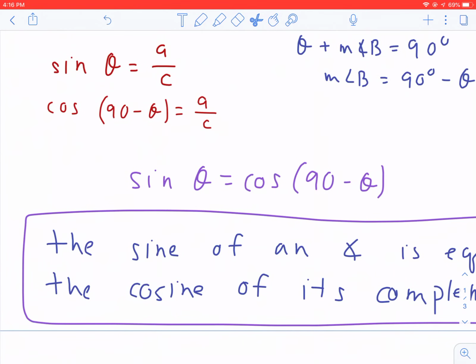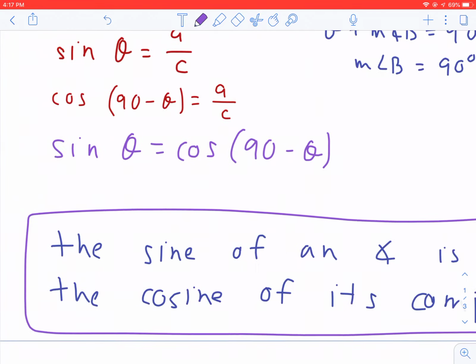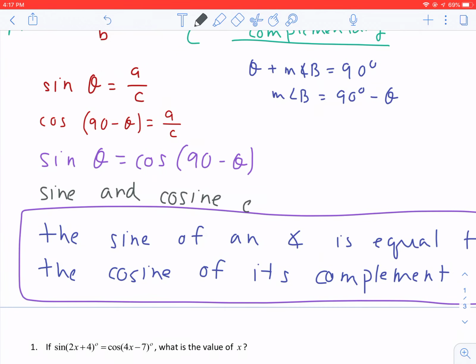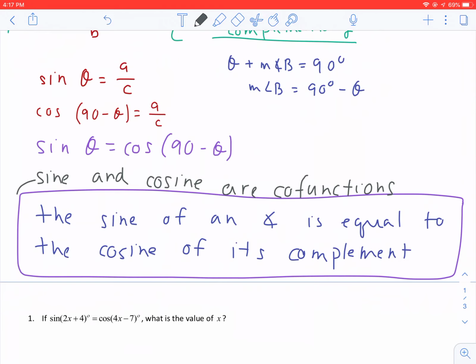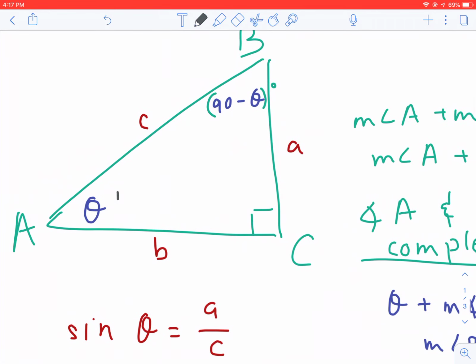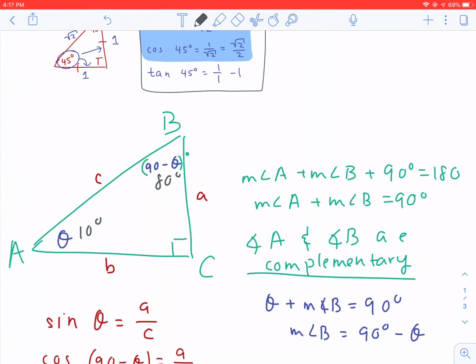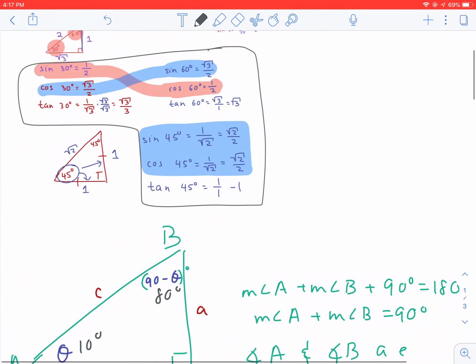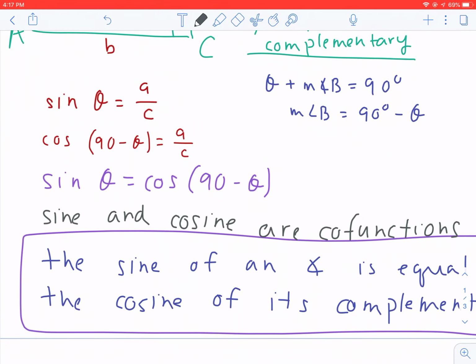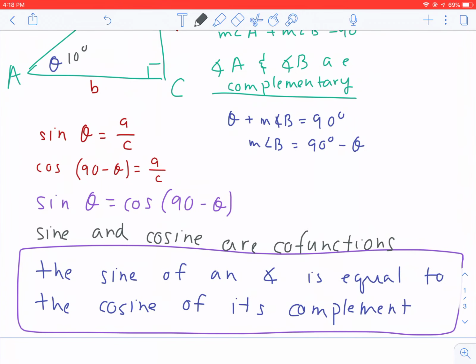And so this relationship makes sine and cosine cofunctions. All right, and what does that mean? Well, that means this. The sine of an angle is equal to the cosine of its complement. And I think you'll see this relationship is always true. If this were 10 degrees, this would be 80 degrees. That would mean sine of 10 is equal to cosine of 80. Sine of 20 would equal cosine of 70. Sine of 45 equals cosine of 45, as we see here. Sine of 30 equals cosine of 60, because 30 and 60 degrees are complementary angles. Sine and cosine are cofunctions, and so that is true.